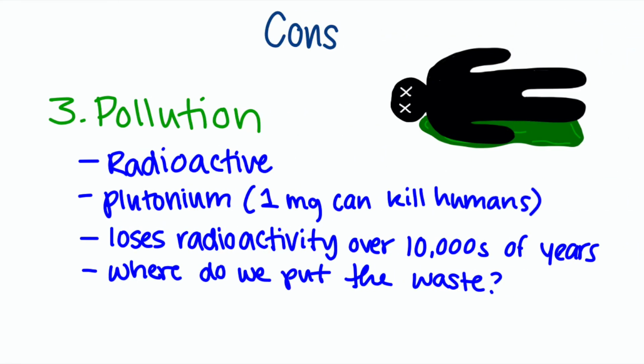Finally, there's the risk of pollution. A lot of waste that comes from nuclear power plants is radioactive, and harmful chemicals and elements, such as plutonium, could be deadly. 1 milligram of plutonium could kill a person. It takes 10,000s of years for these elements to lose their radioactivity. And in the meantime, where would we even put the waste? These are the reasons why many consider nuclear energy to be risky and not worth it.